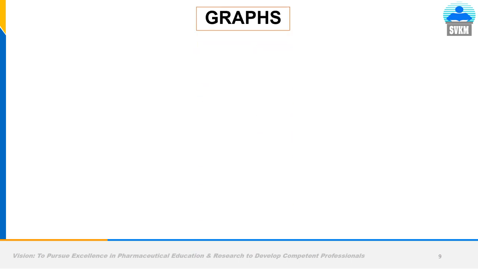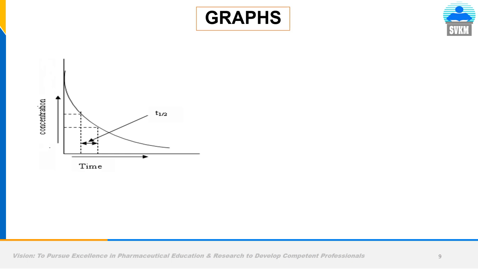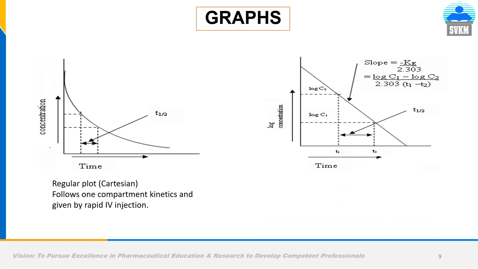Now, graphs for pharmacokinetics 1 compartment open model for IV bolus. As we discussed, the introduction of drug by IV route into the human body directly into the systemic circulation, it may follow the first order kinetics. So this is nothing but the regular plot, follows 1 compartment kinetics and given by rapid IV injection. So initial concentration of a drug is high, and as time increases, the concentration of drug will decrease. Practically, you will observe some curve. With this curve, it is difficult to determine the slope. That's why we apply the log, and this curve will convert in the form of straight line. Then you will get the semi-logarithmic plot for the rate of elimination in 1 compartment model. So curve is converted in the form of straight line by applying logarithm.